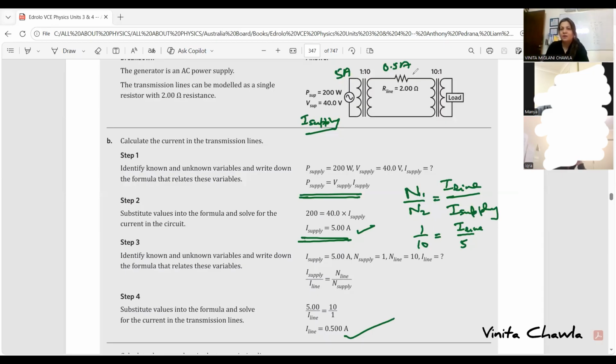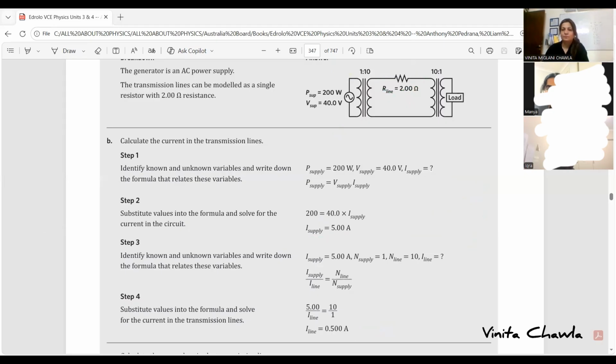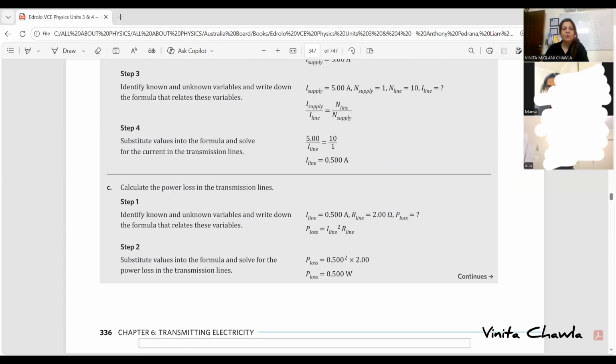And now we can also find the voltage drop across this load. And from voltage drop, you will get the voltage across the secondary that is passing through the primary coil of the second transformer that we have here, step down transformer. Calculate the power loss in the transmission lines. For power loss, we'll use the relation because power loss is occurring in the transmission line, and in the transmission line current is I line and resistance is R line. So just put the values here and you'll get the power loss.